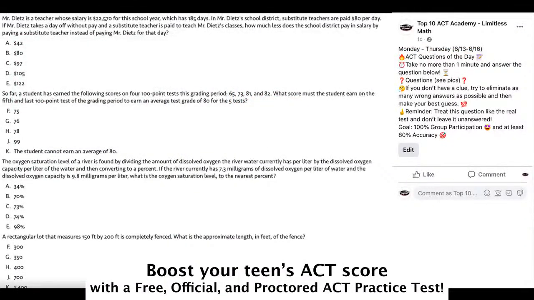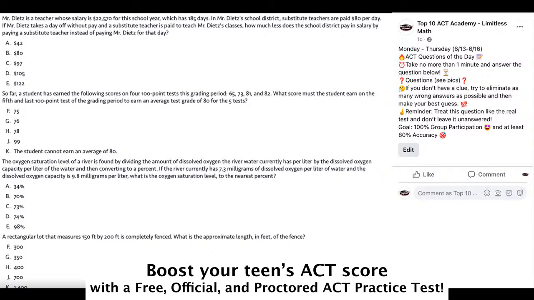It reads, so far, a student has earned the following scores on 4 100-point tests this grading period: 65, 73, 81, and 82. What score must the student earn on the 5th and last 100-point test for the grading period to earn an average test grade of 80 for the 5 tests?